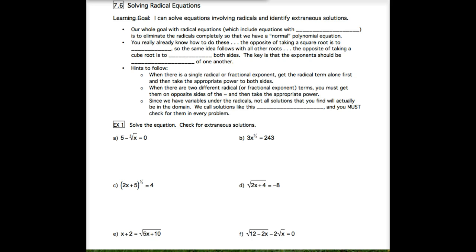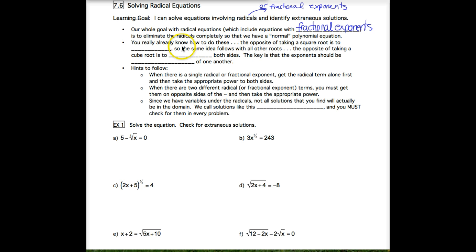Now, please do remember that radicals are also fractional exponents. So you're not always going to see the radical in these equations. Sometimes it's there in the form of rational exponents, fractional exponents. So our whole goal with radical equations, which again includes equations with fractional exponents, is to eliminate the radicals completely. So we have what you would probably consider a normal polynomial equation.